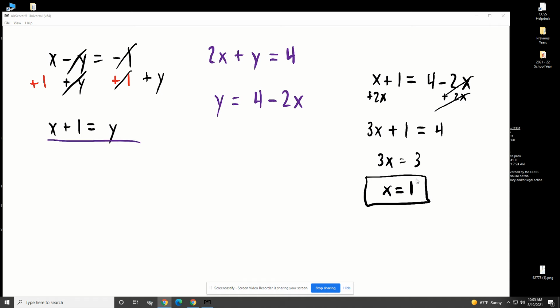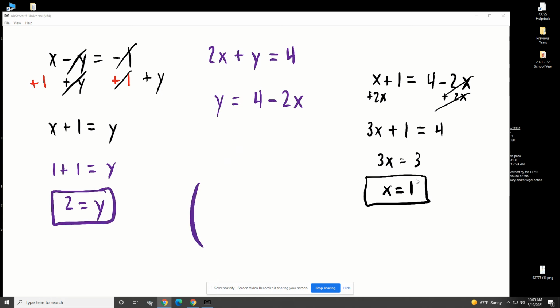This one. That one looks easier, because it's just x plus 1, and what's x? 1. So 1 plus 1 equals? 2. So my x value is? My x value is 1. And my y value is? 2. So my solution is 1, 2. Okay? And that's it. That's how you do it.